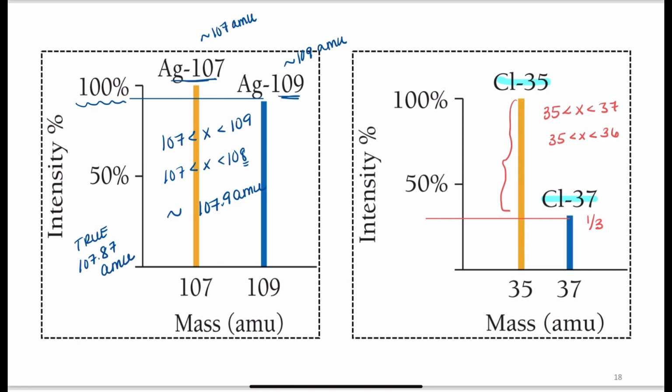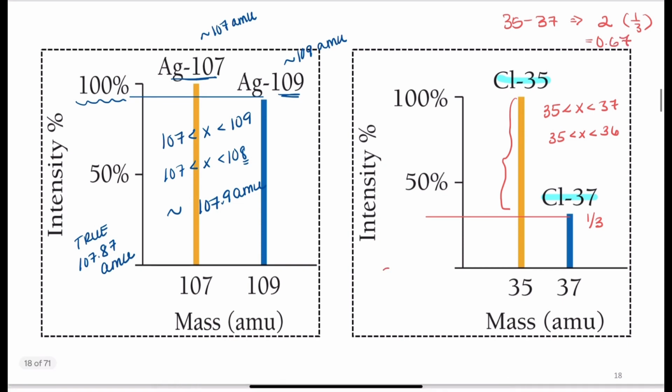And I'm going to say, okay, between 35 and 36, we're going to be not even quite halfway between the two. What I'm doing here mentally is thinking about the difference between 35 and 37. The difference there is a value of 2. Chlorine 37 is about 1/3 of that. Well, if I look at 1/3 of 2, that gives me about 0.67. So I'm going to guess that the chlorine is going to be maybe 35.7 AMU.